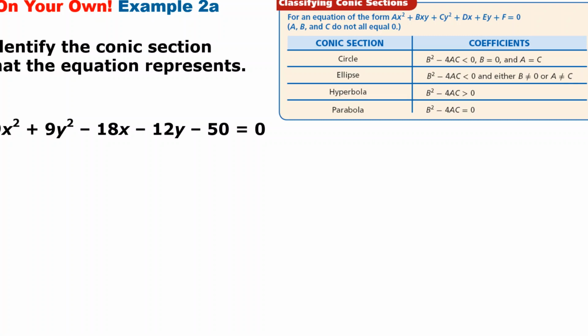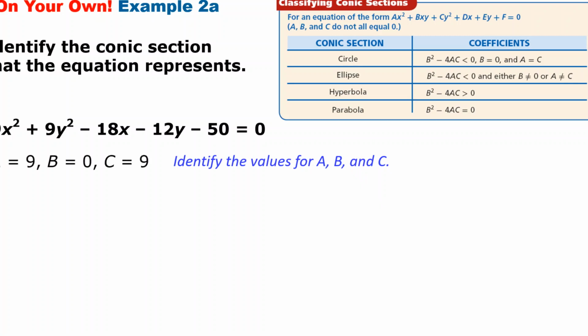Okay, so first thing we do is identify our A, B, and C. So A is 9, B is 0, and C is 9. So let's see why that is. We got a little bit tricked. I hope you didn't. It says x squared and a y squared, but we don't have our bxy in here. So b actually equals 0. So I wonder if that tricked you.